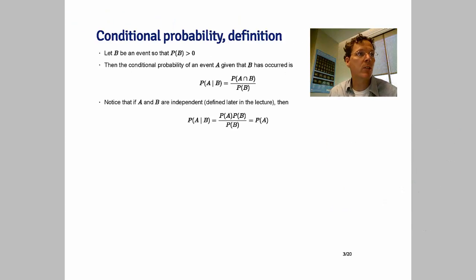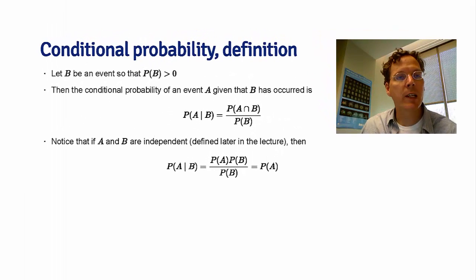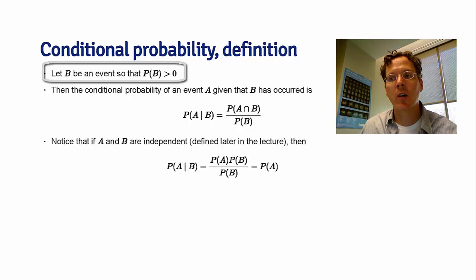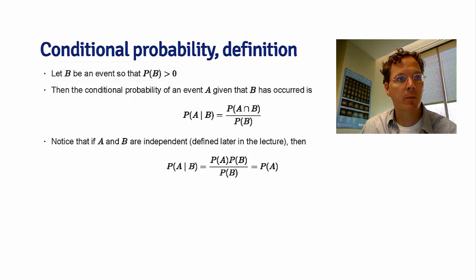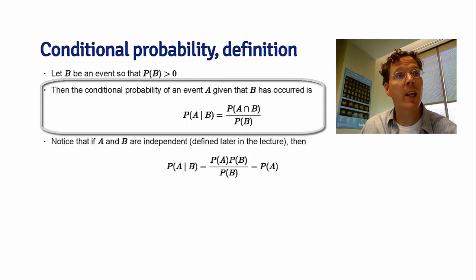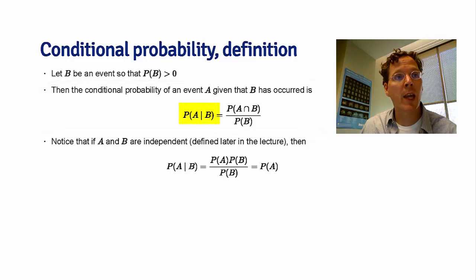And of course, they have a definition. So let's let B be an event such that the probability of B is greater than 0. And this is important because there's no sense in conditioning on an event that can't happen. Then the conditional probability of an event A, given that B has occurred, is written like this: the probability of A, little horizontal line, B, so this is read probability of A given the event that B has occurred, is equal to the probability of the intersection divided by the probability of B.